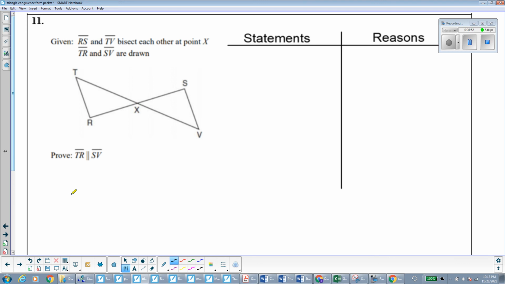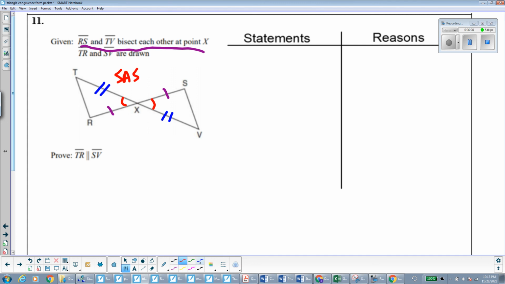Okay, and here I have the last question. RS and TV bisect each other at point X. Prove TR is parallel to SV. So since RS and TV bisect each other, they're splitting each other into two equal parts. So RS is being split equally into two congruent parts, and TV is also being split equally into two congruent parts. I also see vertical angles here. So I know already that the two triangles are congruent by SAS.